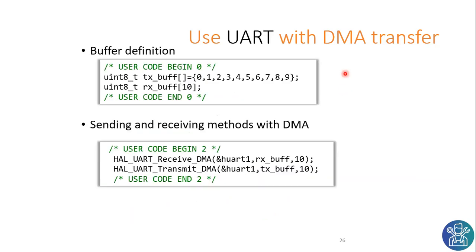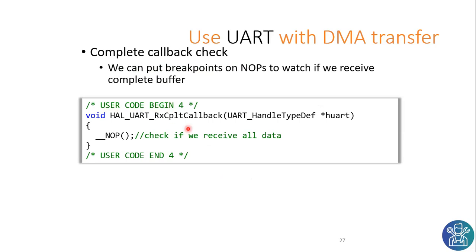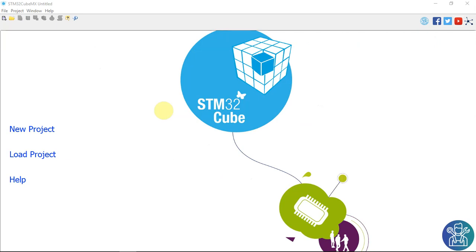First of all, we need to always define some buffer because we're receiving and sending data. So the buffer definition is a transmit buffer and a receive buffer. The sending and receiving methods when using DMA are user receive DMA and user transmit DMA. And then under user code begin, as before, we put the callback of the interrupt. Again, if you don't know how to use the STM32 CubeMX, I highly recommend you go and see the previous videos. I left some links before and I'll leave some links after. I'll go through the CubeMX quite quickly.